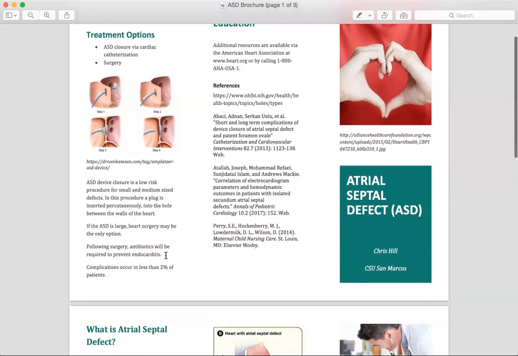Following surgery, antibiotics are indicated as a prophylactic to prevent endocarditis, similar to many heart procedures. Patients will also need to be monitored closely for clot formation because the appliance itself could form clots. Complications from surgery occur in less than 2% of patients. So it's a very low risk procedure.